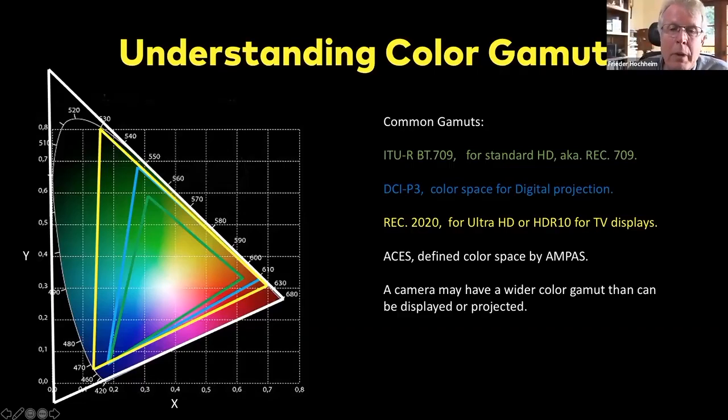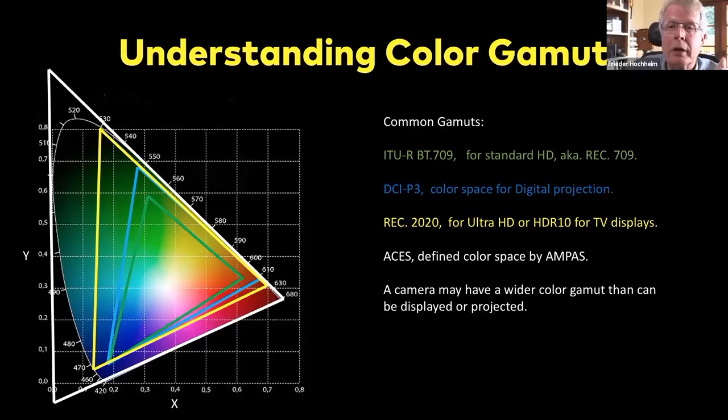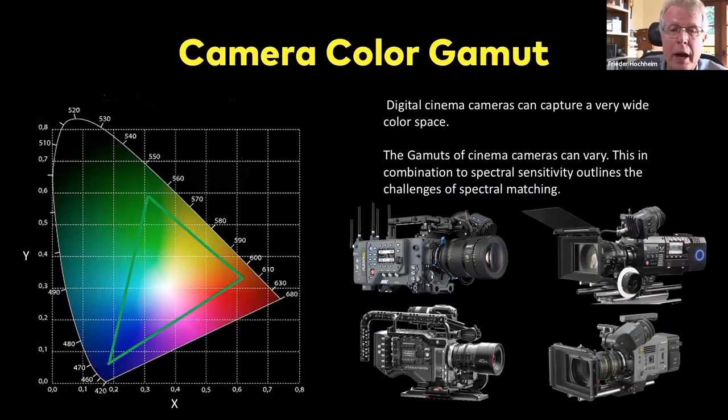Now, a camera may actually have a wider color gamut than can be displayed or projected, and I'm going to show you some of those differences. So, a cinema camera can capture a very wide color space, and now we have these 4 cameras. And since we modeled them, I thought, what would be more interesting than to actually play this out? Let's plot these response curves. Let's plot them as a gamut and see how these gamuts align. Are they the same? So in no particular order.